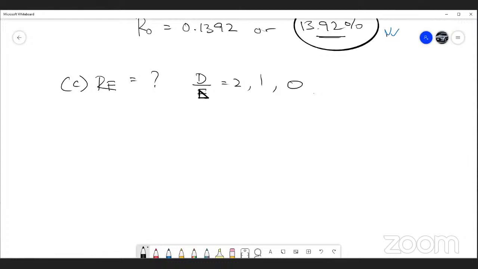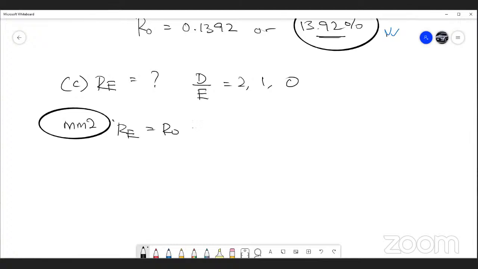Okay, change to 2, change to 1, change to 0. So all of these, you use the same MM proposition equation. 2, 1, or 0. Use the MM proposition 2: RE equals R0 plus D/E times (R0 minus RB) times (1 minus T). So repeat it. For the first one, debt to equity ratio at 2.